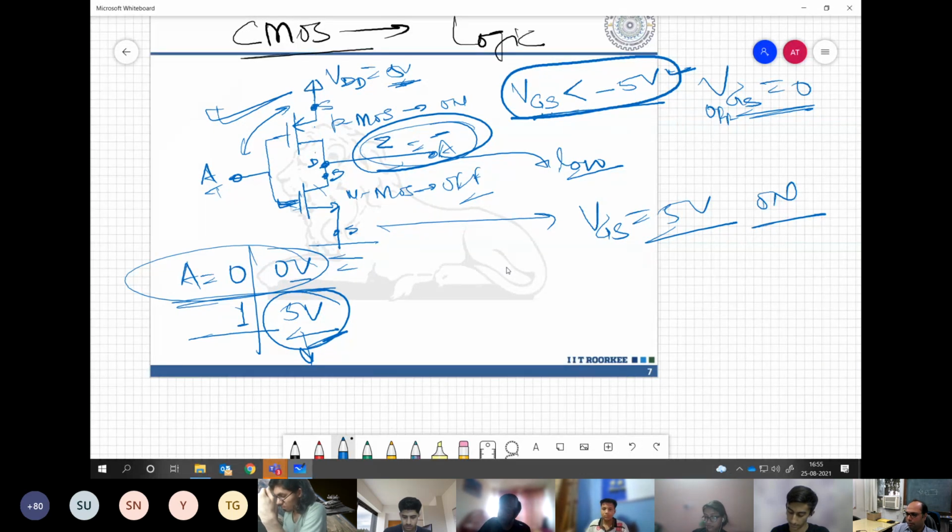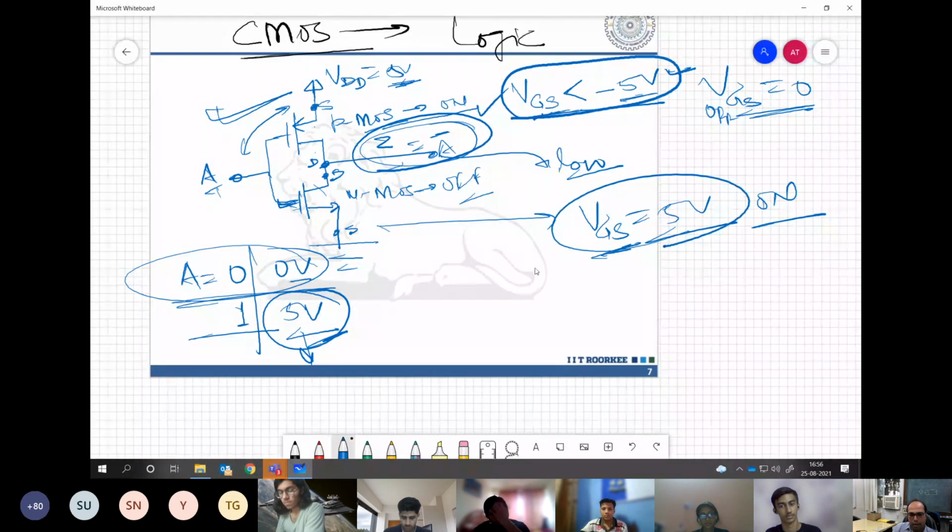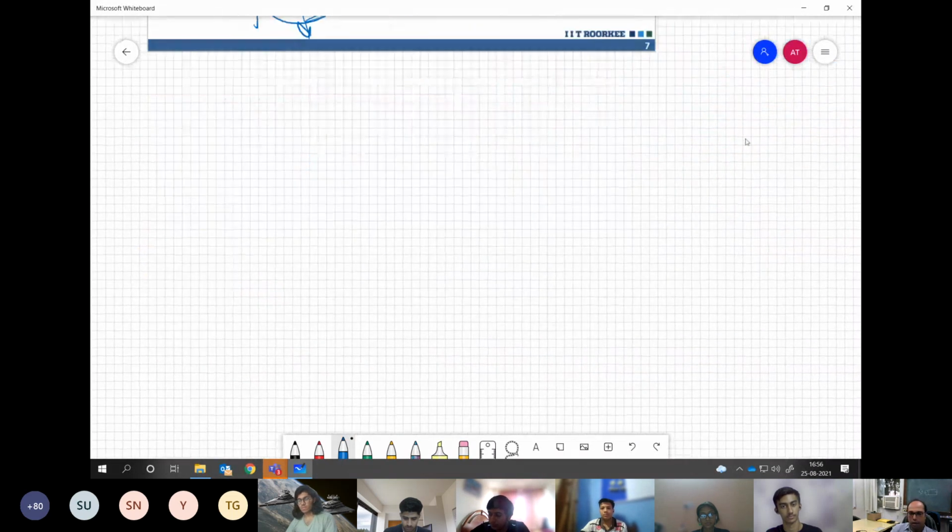Any confusion? Simple. Whatever rules we have stated, we are following exactly that. Nothing additional. Whenever the gate source voltage is less than the threshold value, that is negative, then this PMOS is going to be on. And whenever the gate source voltage is more than the threshold, positive voltage, then the NMOS is going to be on. That is the simple rule. With that, you can understand this. Nothing very difficult in this.